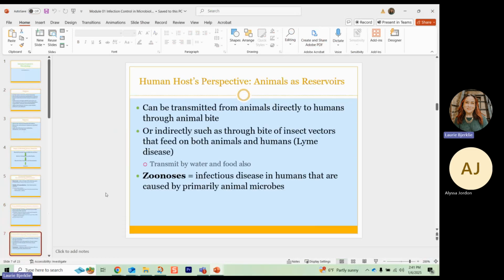You can also get it from animals through animal bites, scratches, or through a vector that has fed on that animal and then come and fed on you. These are what we call zoonotic infections. They are infections happening in the human because it's from an animal microbe. Lyme disease is common on this. Lyme disease is passed by a tick. That tick can come off, say, a deer or something else, and then it comes onto you and passes that bacteria into you that causes Lyme disease.